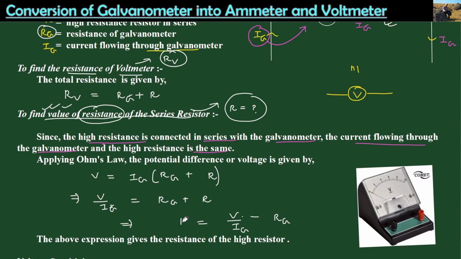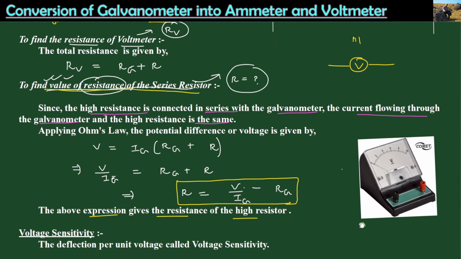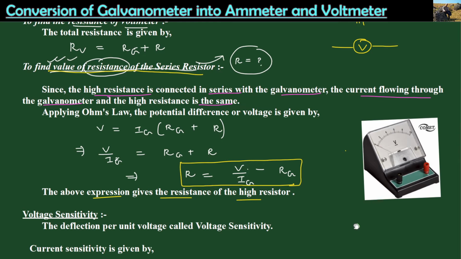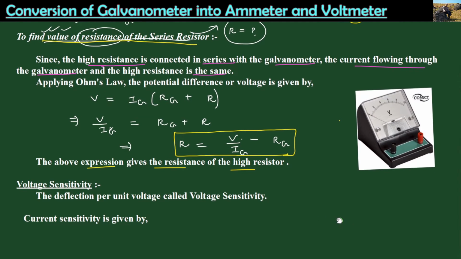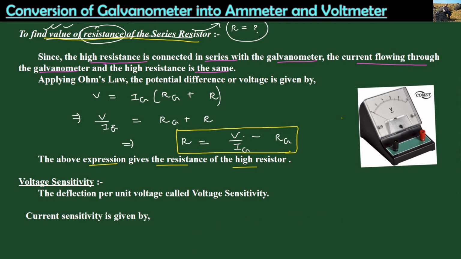And over here we have only capital R. So this is that expression for finding the value of the resistance of the series resistor. This is the expression which gives the resistance of that high resistor, which is connected in series with respect to the galvanometer. Another important thing is that you need to study also the sensitivity.